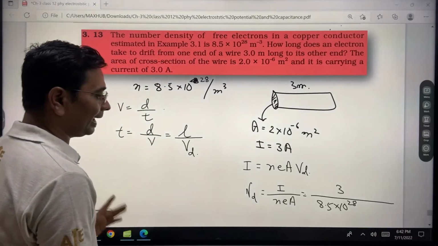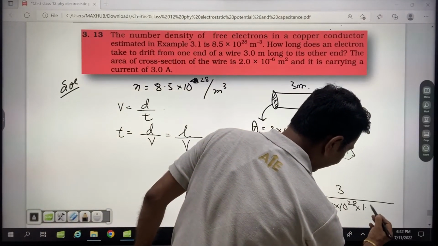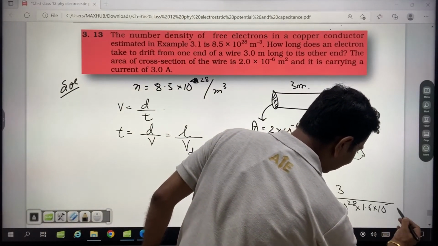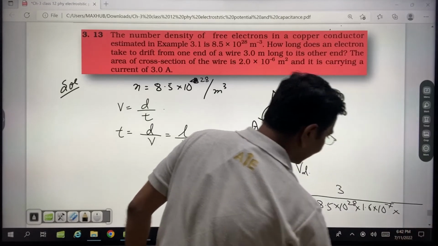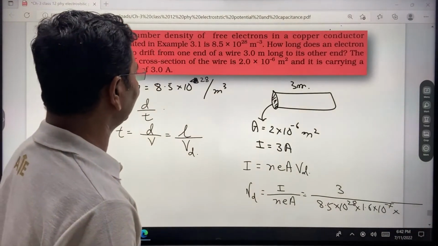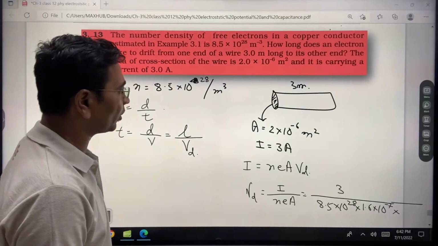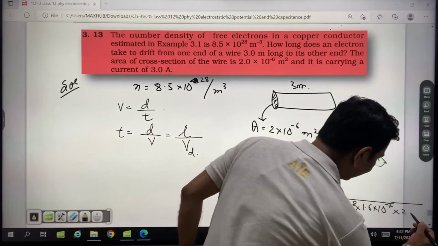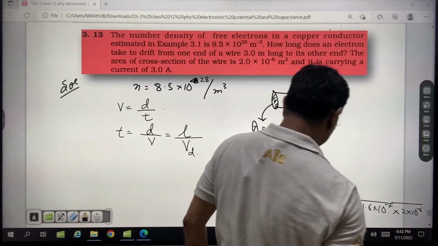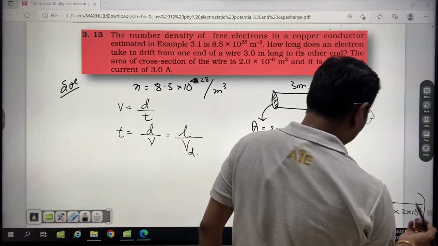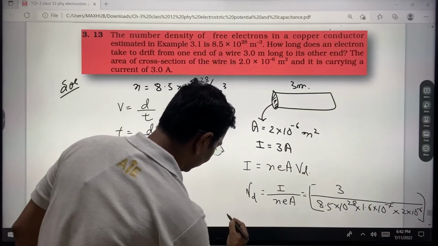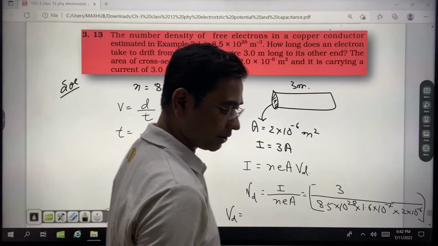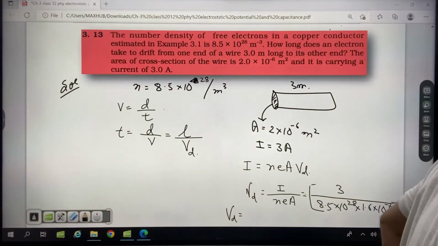Good. E I know, that is 1.6 into 10 to the power minus 19 coulombs. And then the last one, the cross section area is given to you, 2 into 10 to the power minus 6. So just try to solve this one. If you solve this, you are going to get your VD. Let me check this.